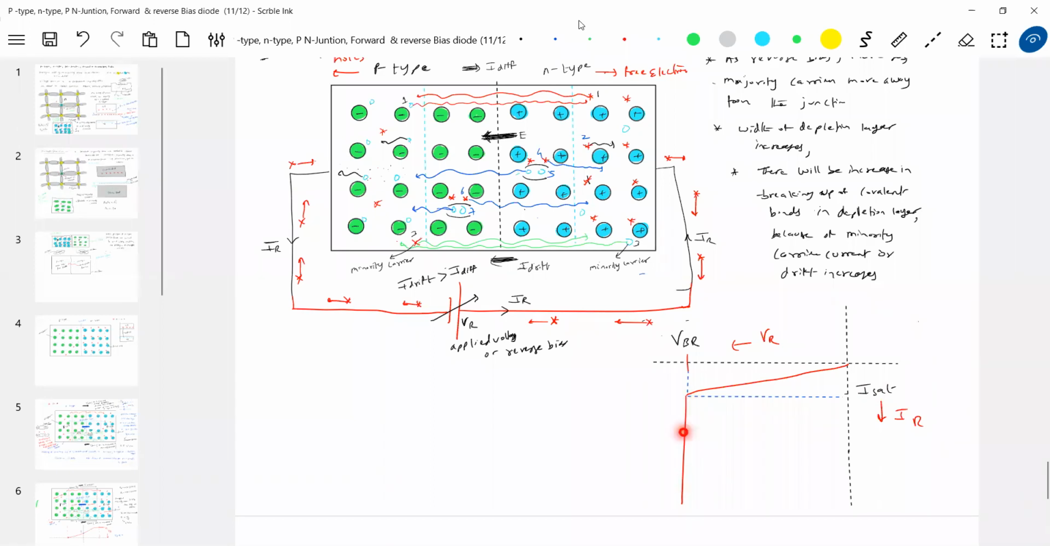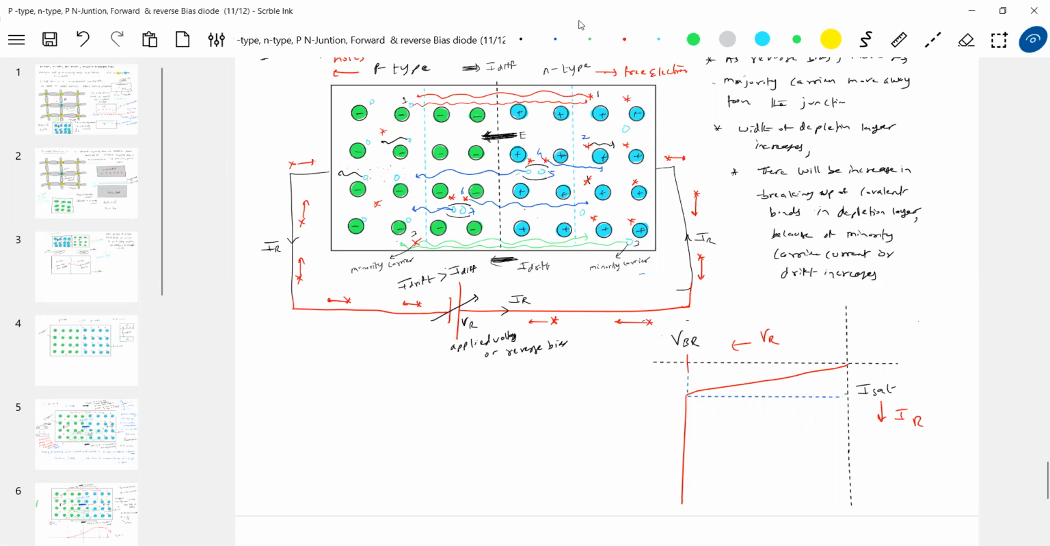Very large current will flow here. And the diode, if it is not designed properly, will burn out. Ordinary diodes will get damaged. What do I mean by damage? You'll get smoke. It'll become ash. A large amount of heat will be generated and it'll get damaged here. This is called a breakdown. So what is that breakdown phenomenon? How does it occur? That is what we have to explain here.